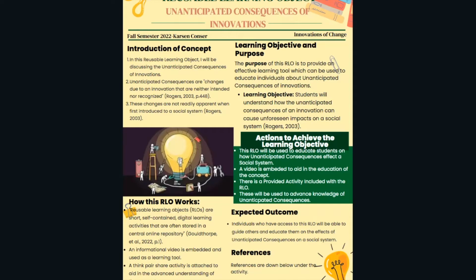So the actions we're going to take to help reach this learning objective, like I said, we're trying to educate. So the video that I have provided is a TED Talk video. It is a presentation by a man named Edward Tenner, and he is talking about unintended and unanticipated consequences of some innovations. He provides some examples. I think it's an excellent education tool.